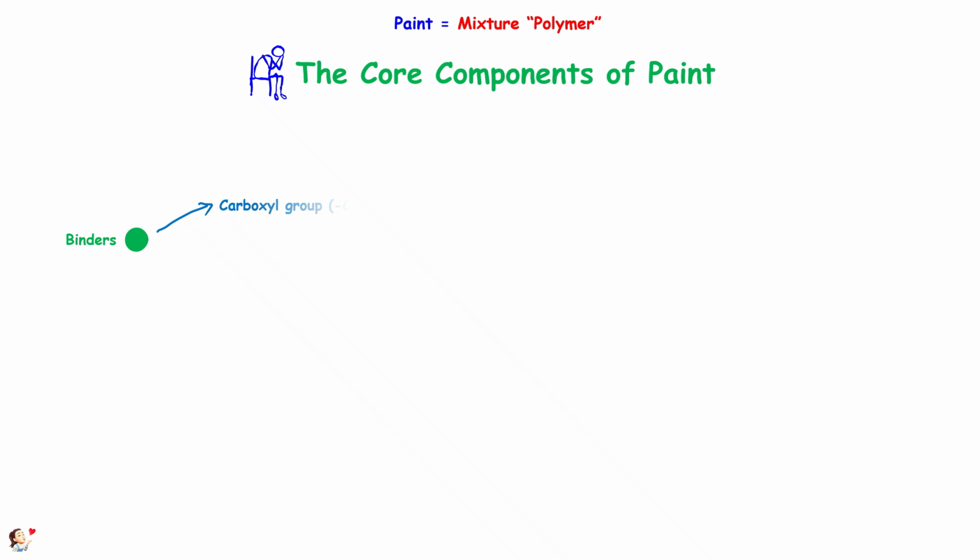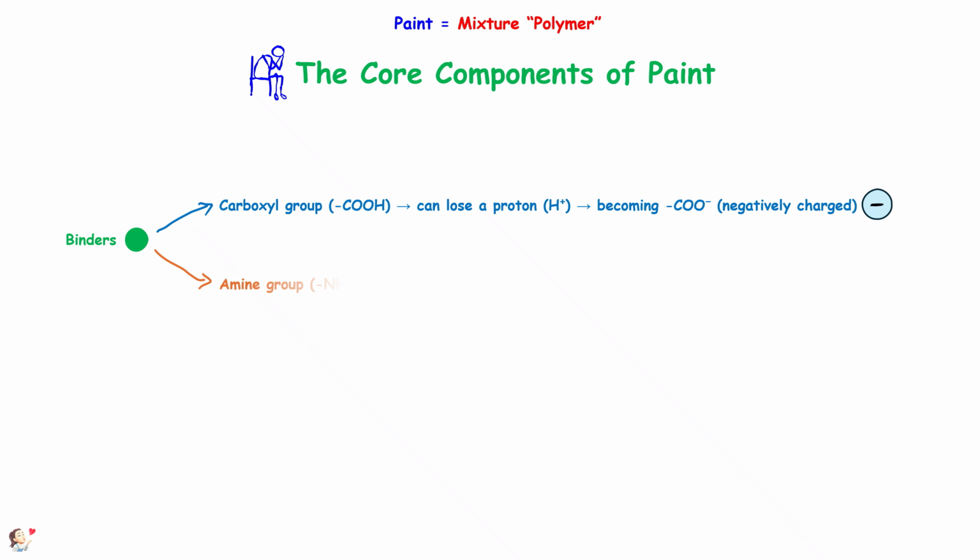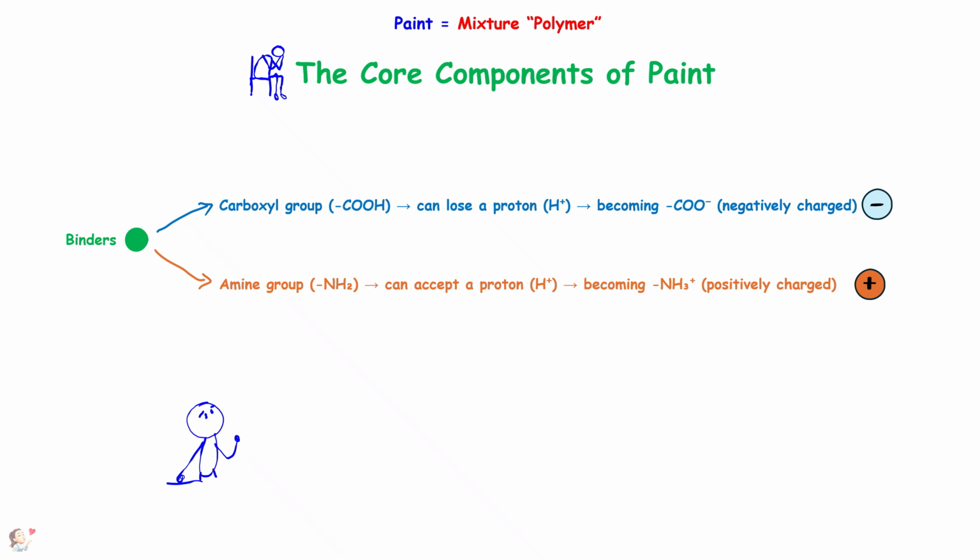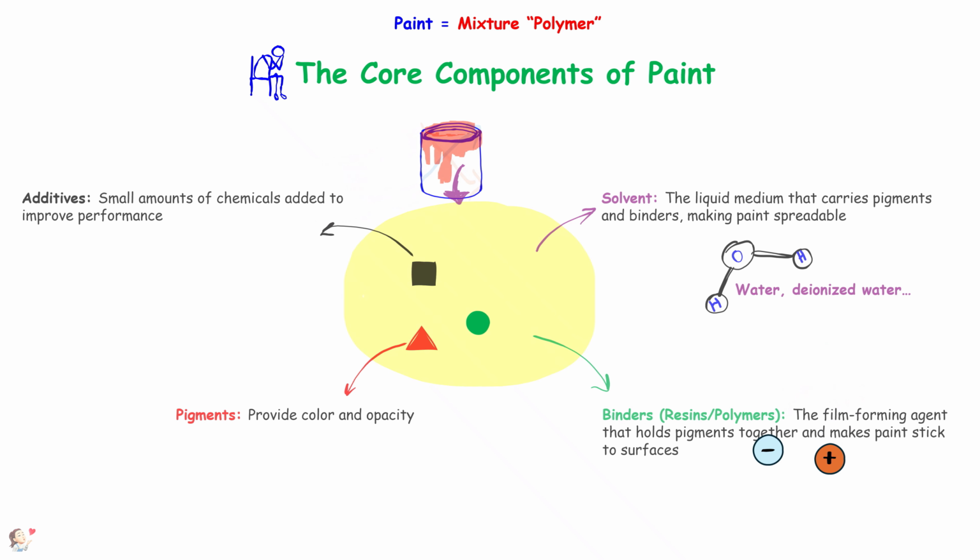Binders can be divided into carboxyl groups, which can lose a proton, so they become negatively charged. In other words, the paint carries a negative charge. Next is the amine group, which can accept a proton, so it becomes positively charged. In other words, the paint now carries a positive charge. Therefore, binders can affect ED production technology, which is why we need to use direct current.